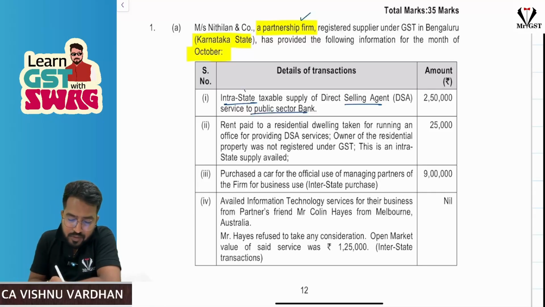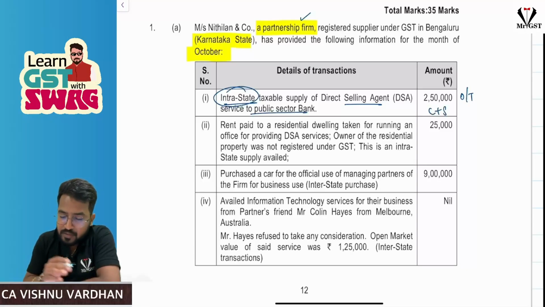So 2,50,000, they only gave intrastate. So I can say, sir, this is output tax. CGST plus SGST should come into picture. If I write like this while solving the problem or making the solution, it will be easy for me. Again and again, I need not read the full question. Rent paid for a residential dwelling taken for running an office for providing DSA services. This is a purchase.